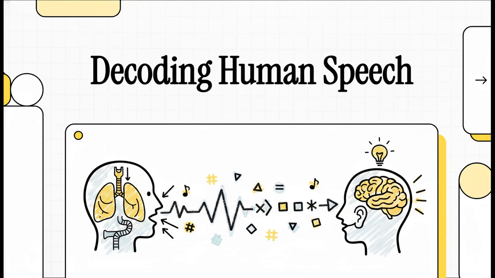Welcome to this explainer. Have you ever actually stopped to think about what happens when you speak? Like, really think about it. You push some air out of your lungs, you move your mouth around, and somehow these incredibly complex thoughts are transmitted invisibly through the air right into someone else's brain.